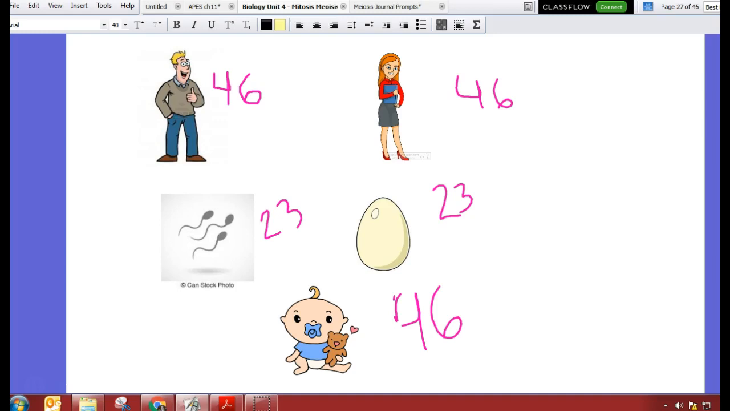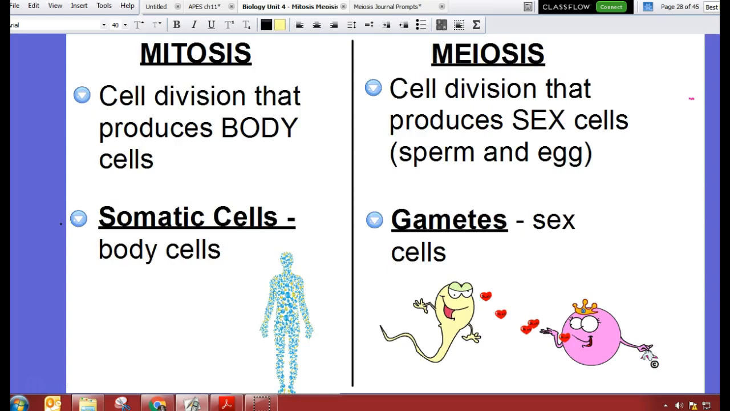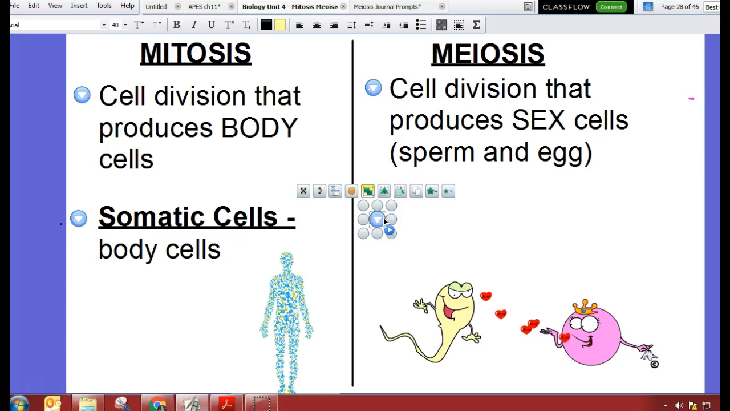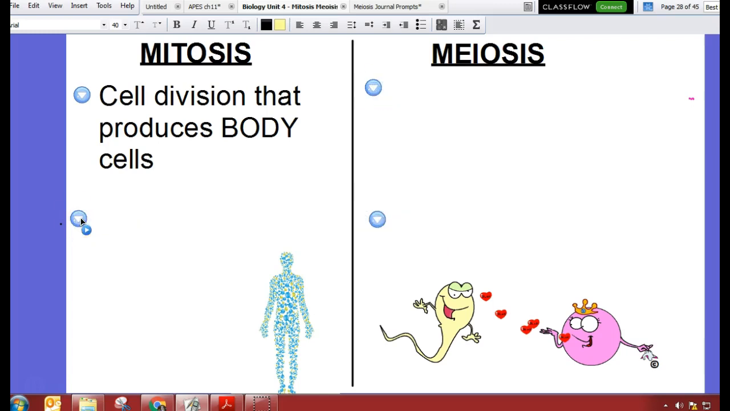Okay, so reminder. We as humans have 46 chromosomes in each one of our cells. In order to make a kid, we have to have 23 in each of the reproductive cells because they'll combine to make 46. So what I want you to do is make a T-chart that goes down your paper with mitosis on one side and meiosis on the other side. That's basically what all of these notes are going to be, one big T-chart.